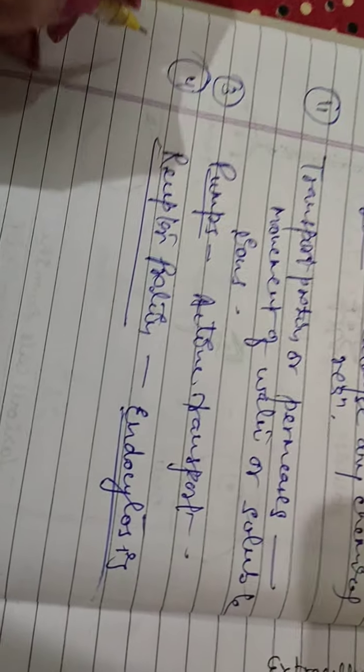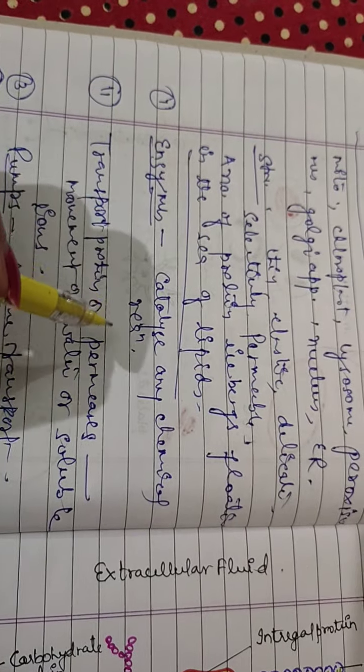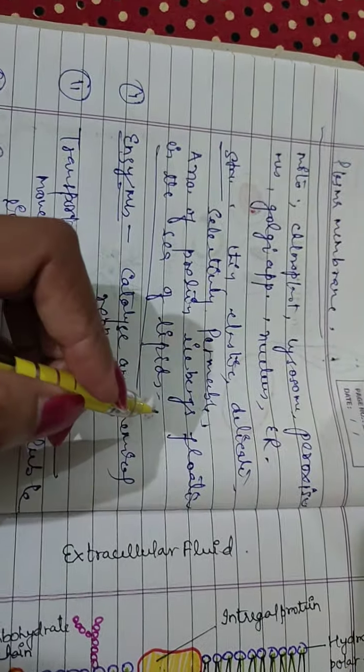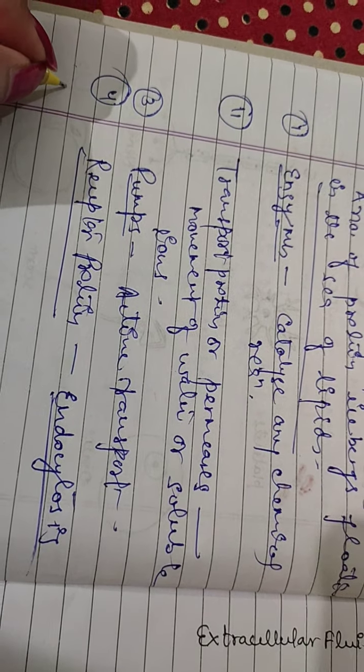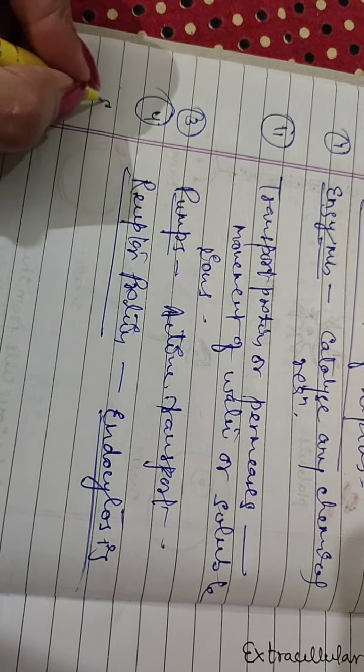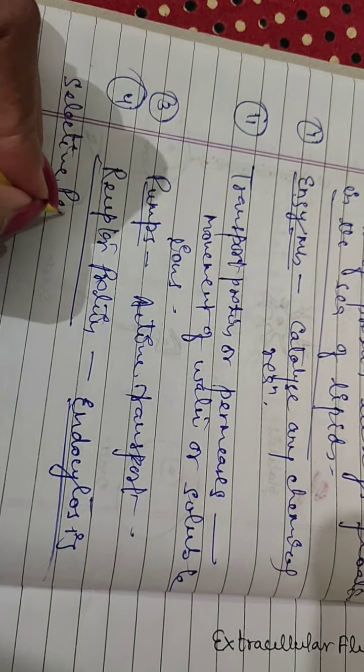So I told you earlier that it is selectively permeable. So what are the advantages of being selectively permeable?